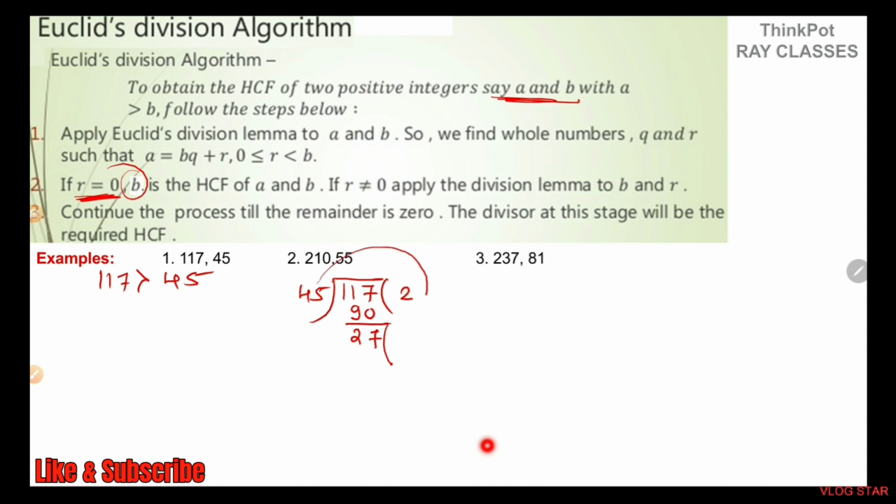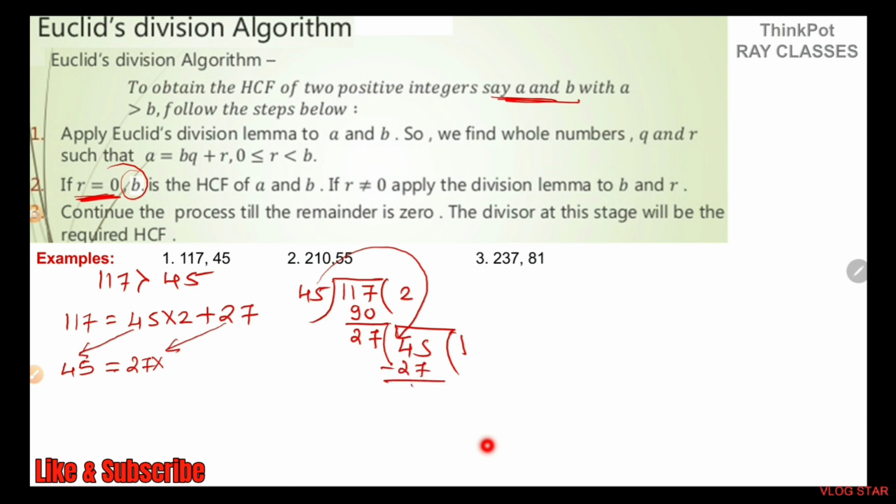Now you transfer this number to this place. So how can you write this? 117 is equal to 45 into 2 plus the remainder, 27. Then this will become your divisor. Here you will get 27. This will come here, 27. So 45, divide 45 by 27. 27 goes one time. 45 minus 27 is equal to 18. So we can write 45 equals 27 into 1 plus 18.